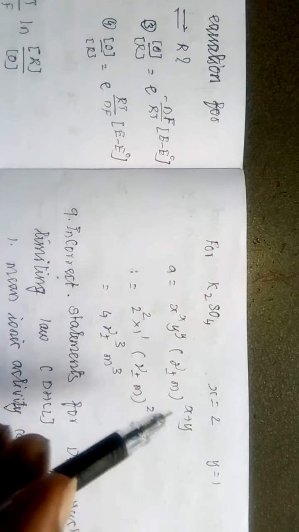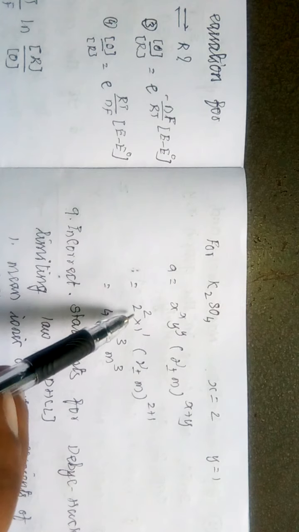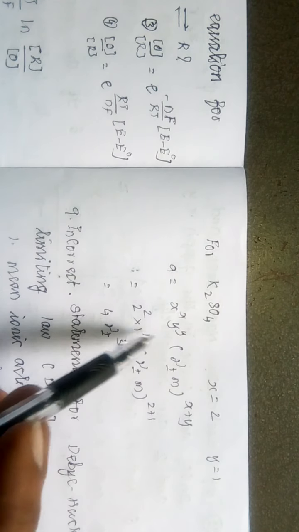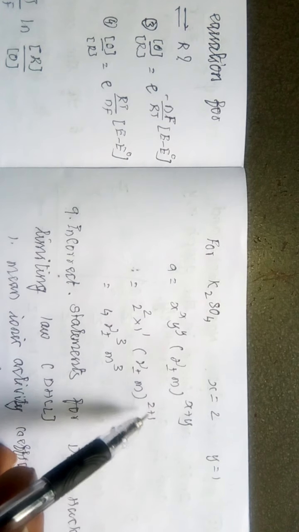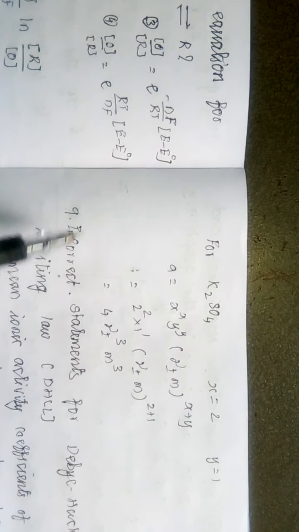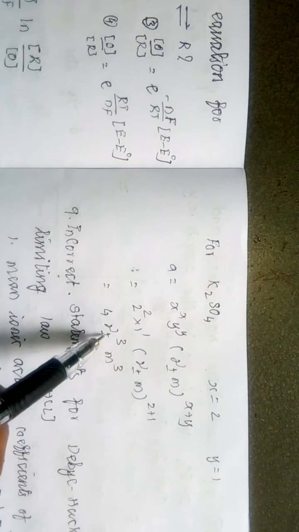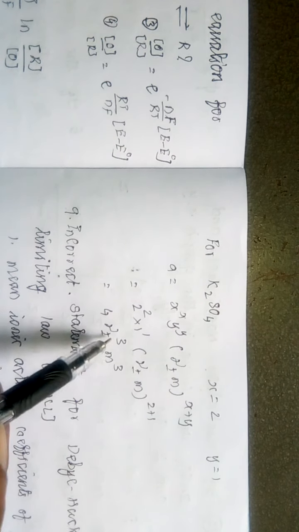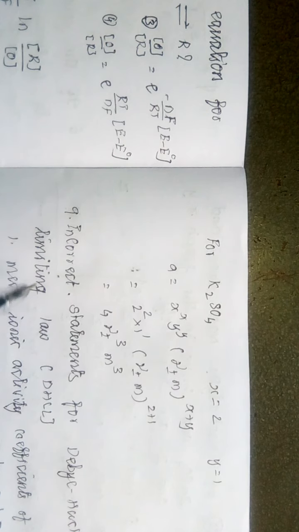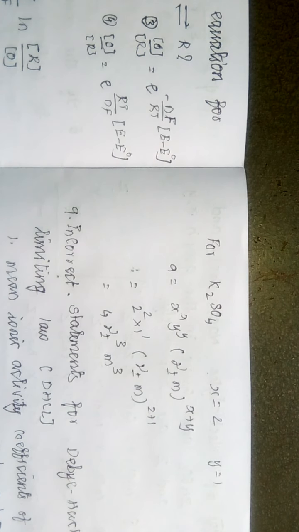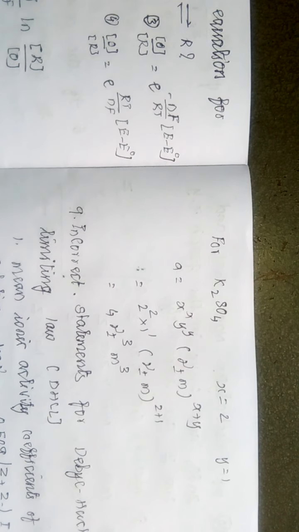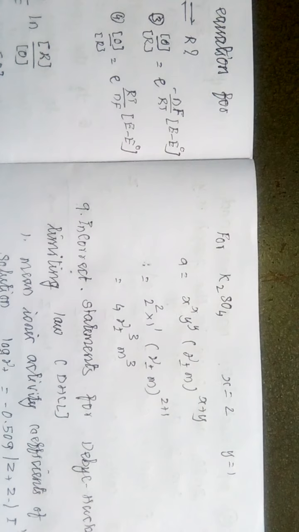When you put this in the equation, the activity is equal to 2 power 2 times 1 power 1, gamma plus or minus m power 2 plus 1. Its value will become 4 gamma plus or minus whole cube m cube. Activity and activity coefficients are related in this manner. This is such an easy question, and questions like this are also asked in competitive examinations.